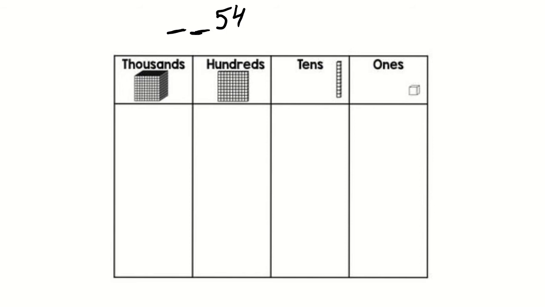Which one do you think is the hundreds? Which one do you think is the thousands? Number 1 or number 2? Say it. Number 1 could be the hundreds, number 2 could be the thousands, number 1 could be the thousands, or number 2 could be the hundreds. Which one do you think it is? Exactly. Number 2 is the hundreds, number 1 is the thousands.